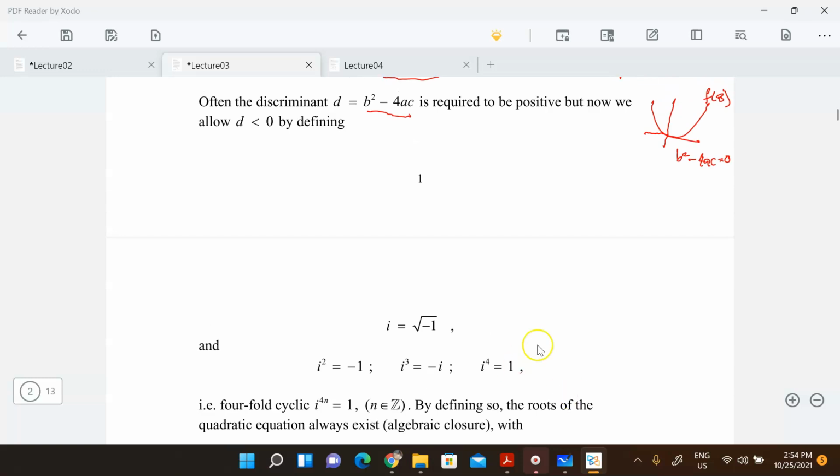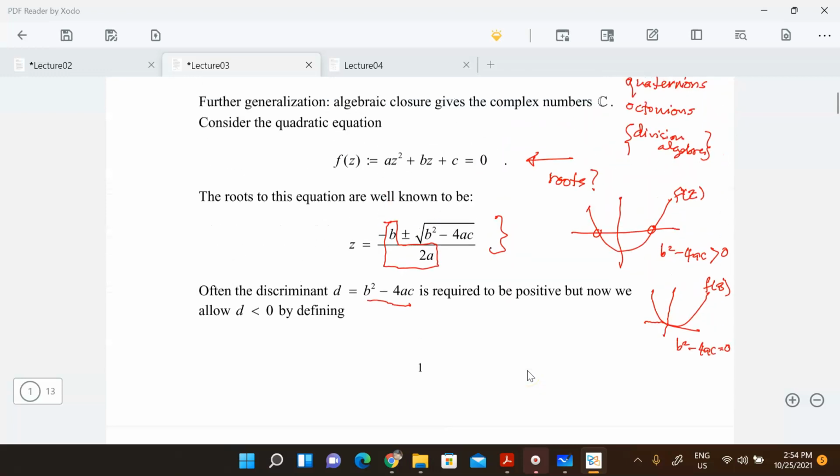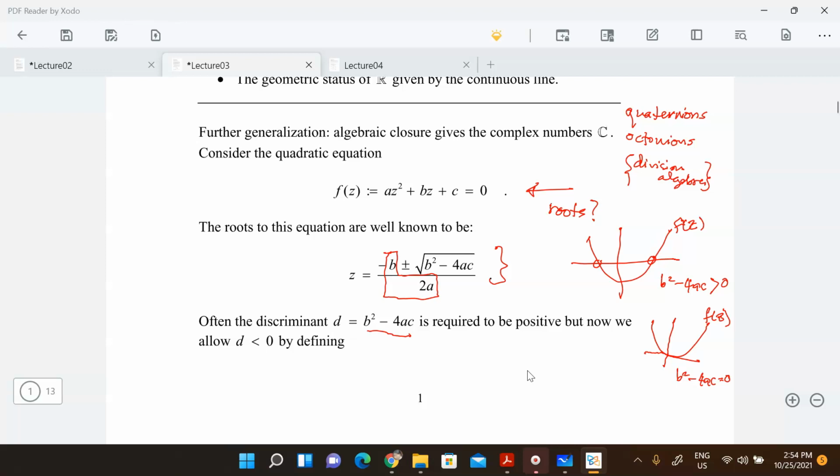So you have learned about complex numbers before, right? So what is square root of minus 1 is denoted as I, and if you take the square of I it equals minus 1, and I cubed is minus I, and I to the 4th goes back to 1. Okay, so it's a four-fold cycle. So I to the power of 4n is always equal to 1. By doing so, we are always able to solve this equation.